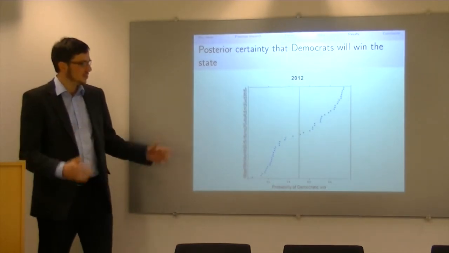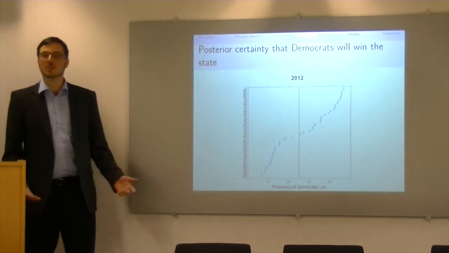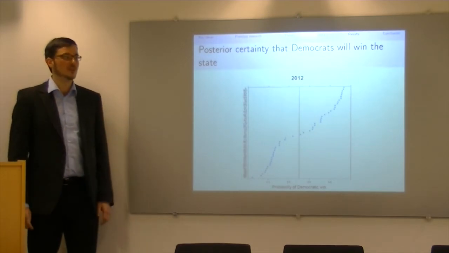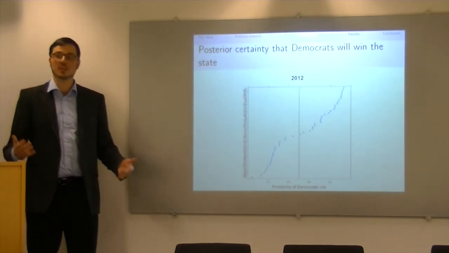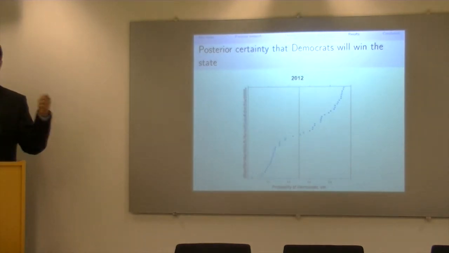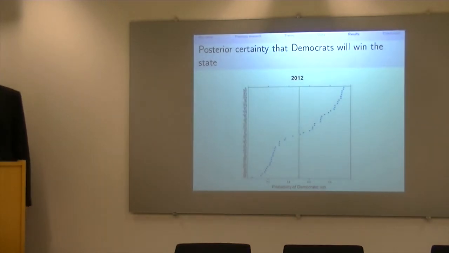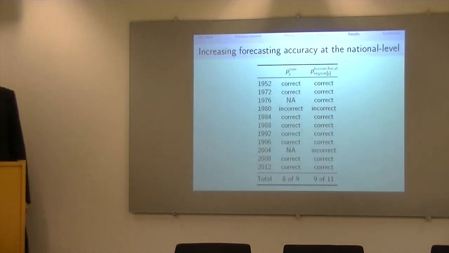So in this case, most of the results are far away from the 50% line, but of course they could also cluster more closely to the 50% line, which would mean that the forecasts are very uncertain in the states, but then also at the national level, because I'm not sure which candidate will win that state. Let's move on to the national level.